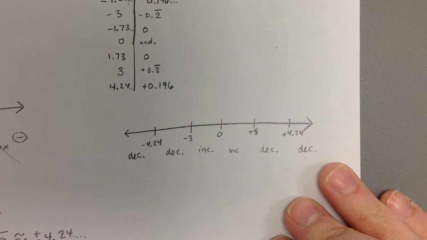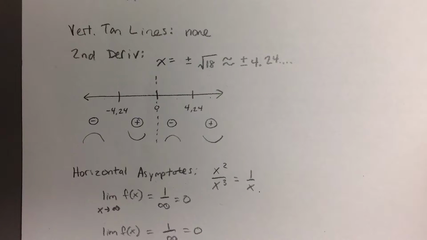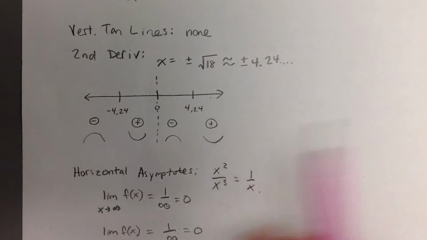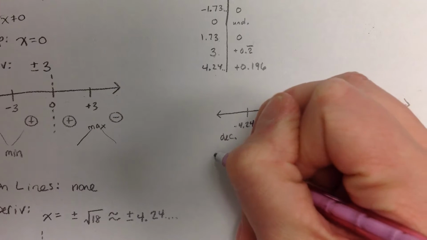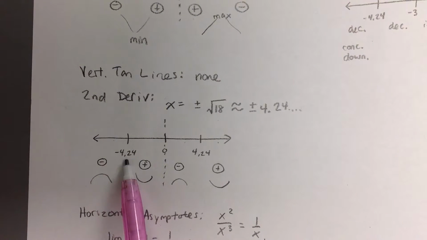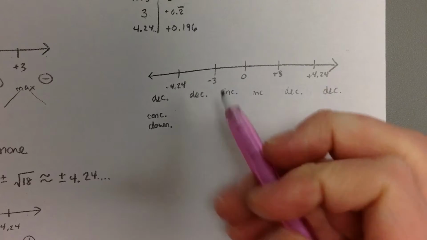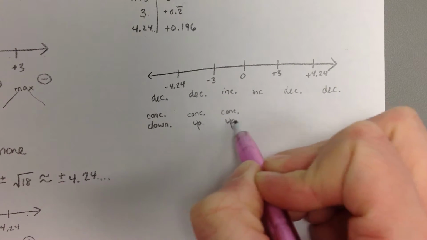Now I'm going to have to do some big sliding here. We have the second derivative. On the far side of negative 4.24, I have a concave down function. From negative 4.24 over to 0, it's concave up the whole time. So for both of these intervals, I'm concave up.